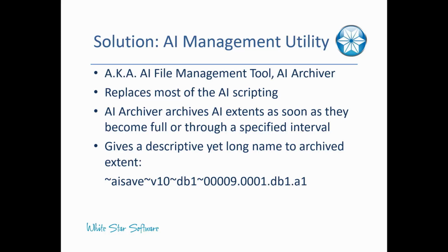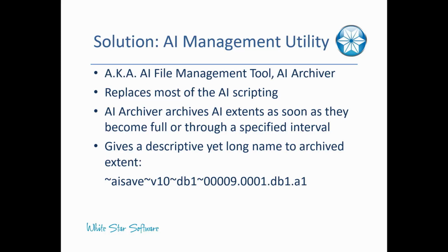So the solution past 10.1A is to use the AI management utility, also known as the AI archiver. So this pretty much replaces most of your scripting. It's going to archive the AI extents for you as soon as they become full. So rather than having your script wake up every few minutes, the AI archiver identifies them and archives them right away. And it also assigns a very descriptive name. What it won't do, though, is compress them. That's probably the only downside.